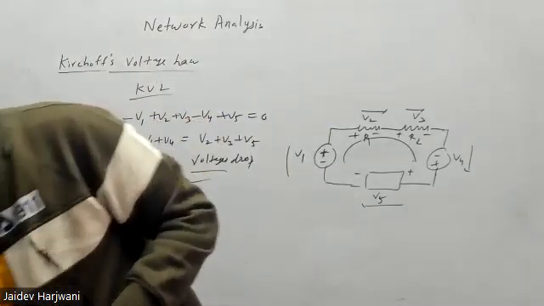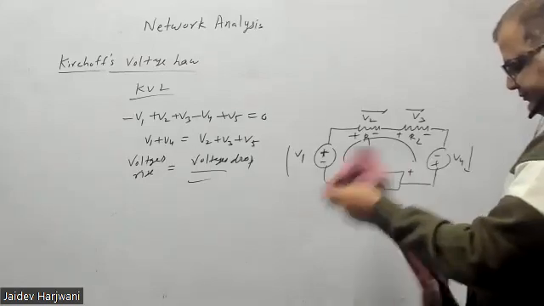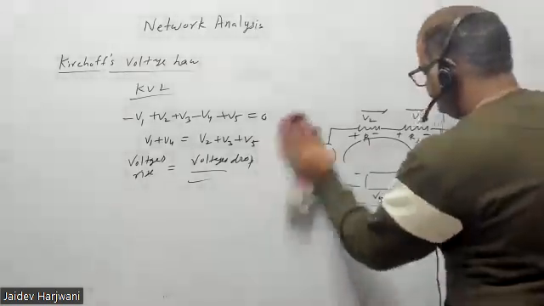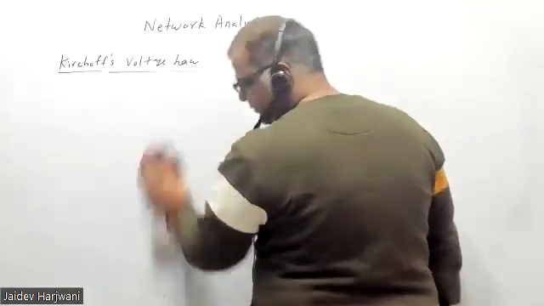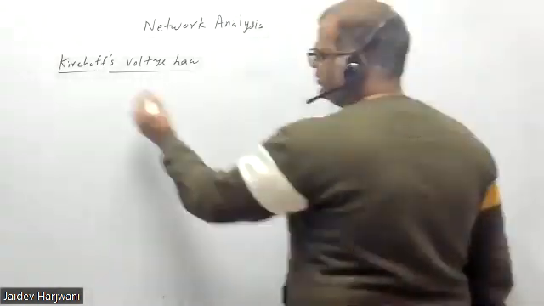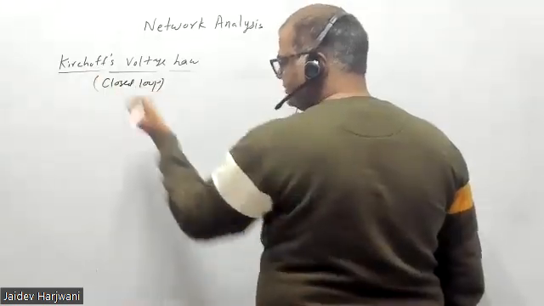Okay, let us understand with an example. These are the basics, KVL and KCL. You can apply them to any closed loop. The loop should be closed only.